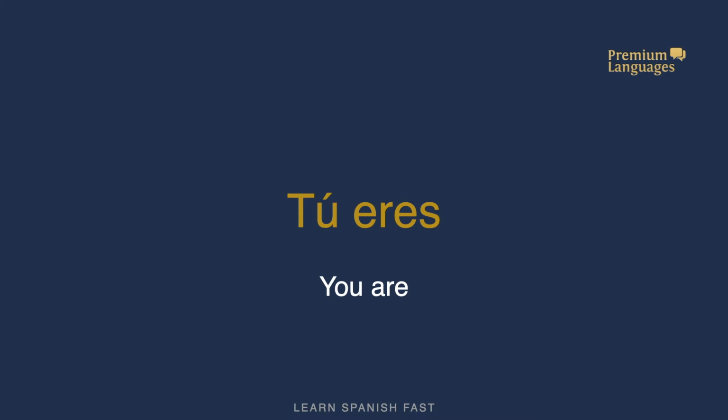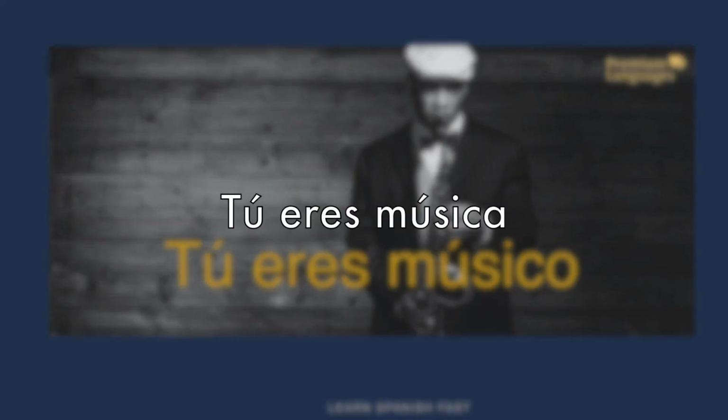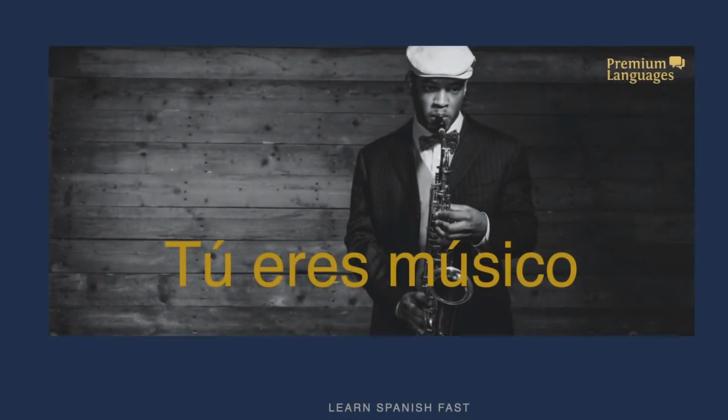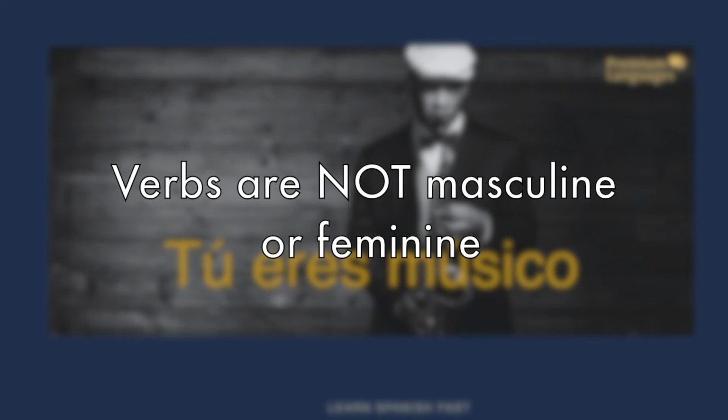Tú eres. You are. Tú eres músico. You are a musician. The feminine form of this would be tú eres música. The only thing that changes is the ending of músico, and it takes the feminine form, música, which means that there is no masculine or feminine when we talk about verbs.